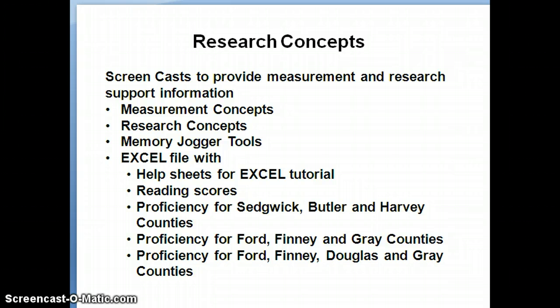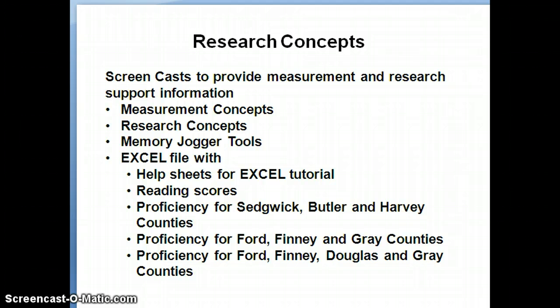This screen also presents a view of the others in this set. So this is research concepts. You'll also be able to look at measurement concepts, and you probably want to look at that first, then research concepts second, and then memory jogger tools third, and then there's going to be an Excel file that's going to help you with some really good examples and illustrations of both measurement and research concepts.